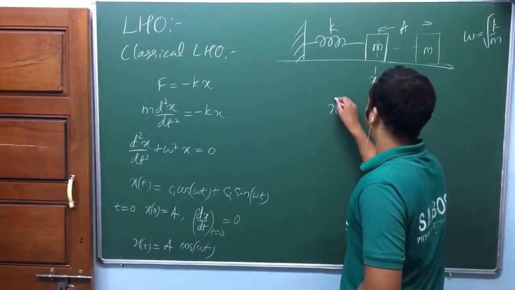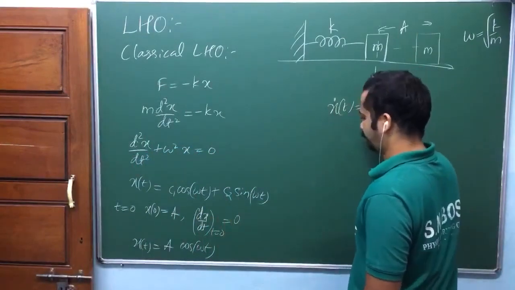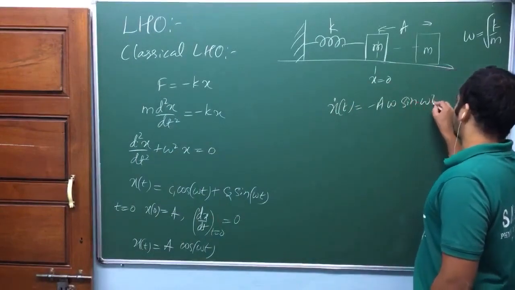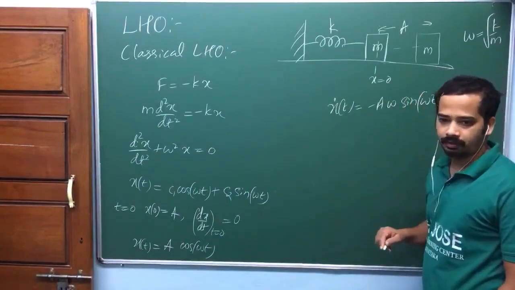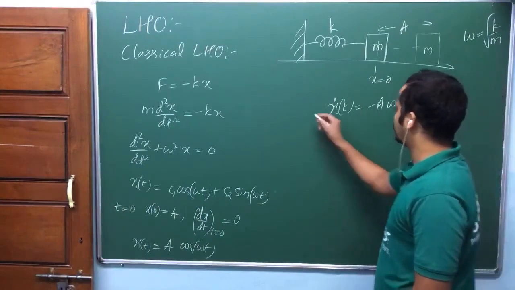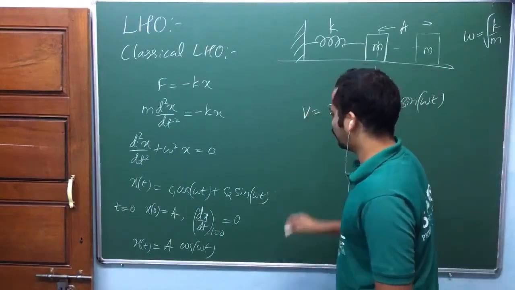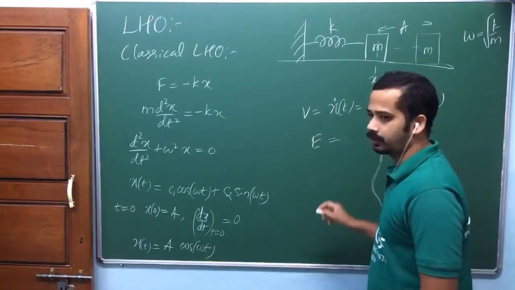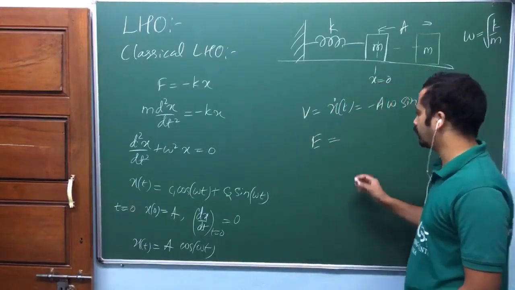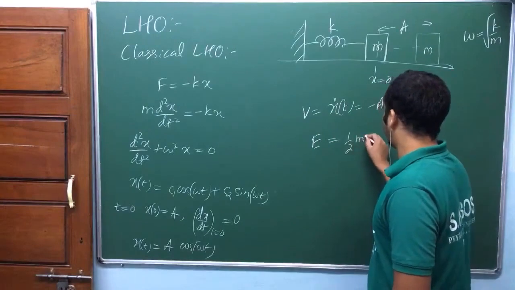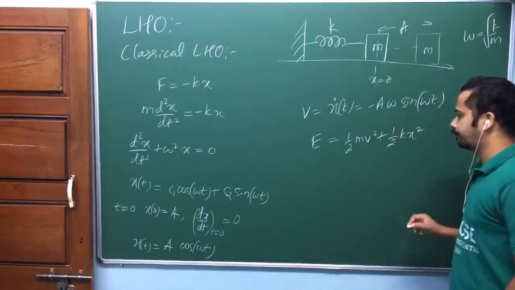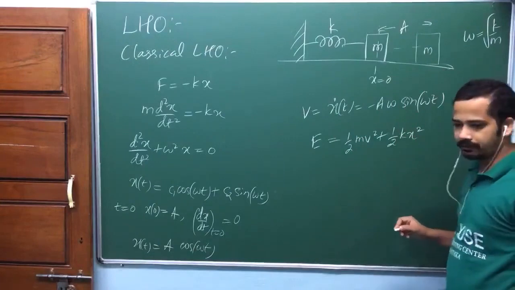Now find the velocity. What is the velocity? Minus A omega sin omega t. That's nothing but v. Now, how do you find the energy of the particle system? Half m v square plus half k x square.